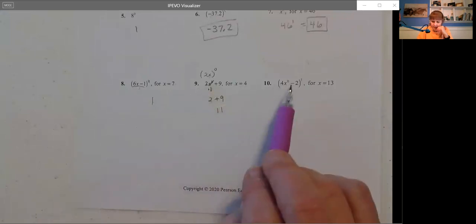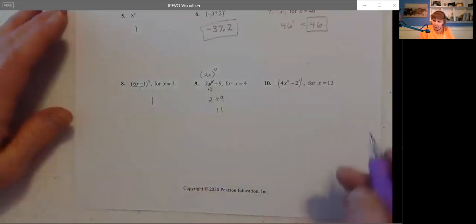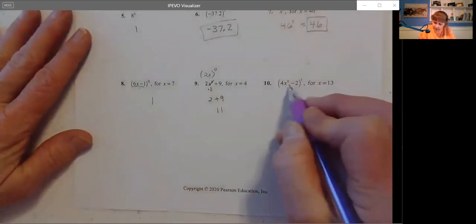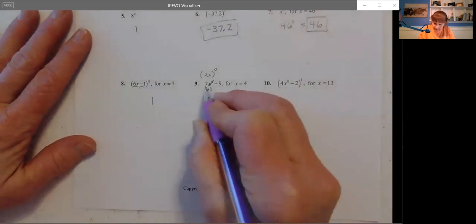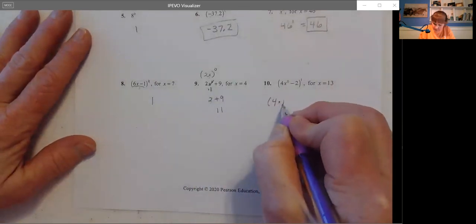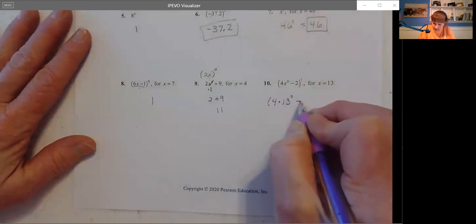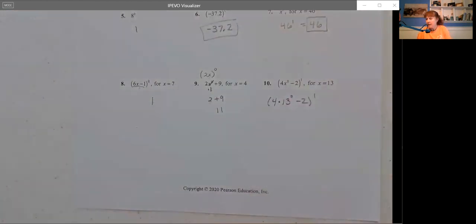Now let's look at this one. Similar, you can go ahead and put in 13 in for the x. I didn't substitute it in, but we will here. Minus 2 to the first. And what that does, here we have to do the power before we multiply.